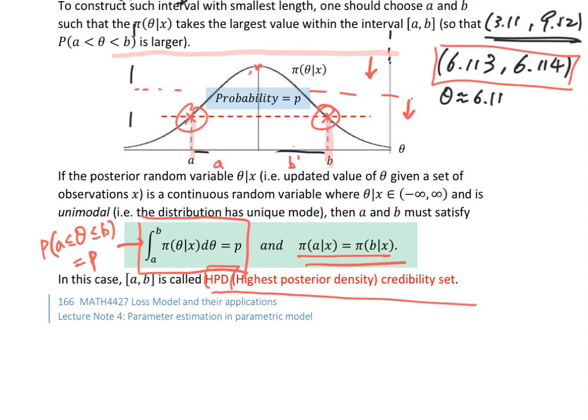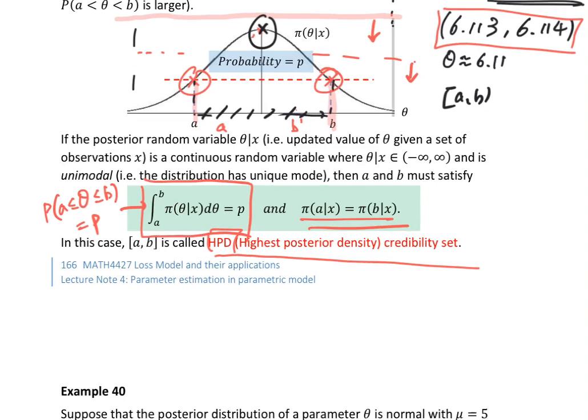Here I just want to highlight one remark regarding the derivation of this credibility interval through this approach. If your posterior distribution happens to be in this form, with only a single peak like that, then your credibility interval will be a single interval like this.